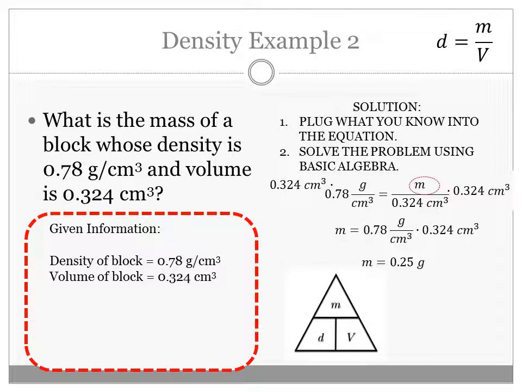Can the triangle make this a little bit easier? Well, yeah, it sure can. So remember I was trying to solve for mass up here, so I'm going to cover up the M here. And it tells me that to solve for mass, I want to multiply density by volume. That allows me to skip a whole step. I start just right here. And then multiply the two numbers together and end up with the same answer of 0.25 grams.